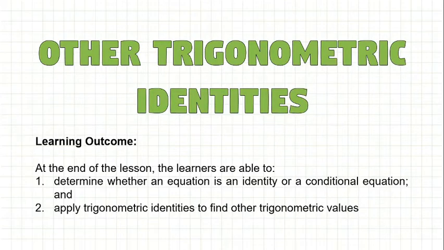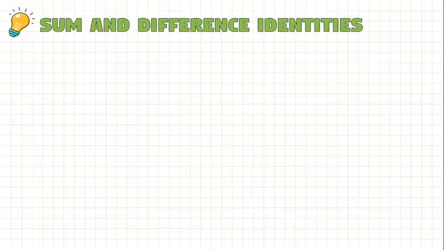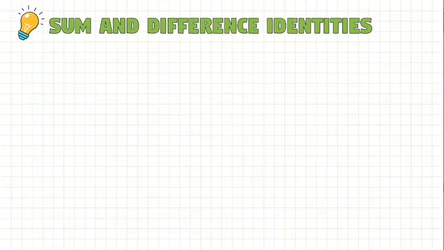Hello, everyone. So, this is the continuation of our discussion on the fundamental trigonometric identities. Here we will be discussing the other trigonometric identities. The first one is the sum and difference identities. We will be having identities for sine, cosine, and tangent for this sum and difference identity.